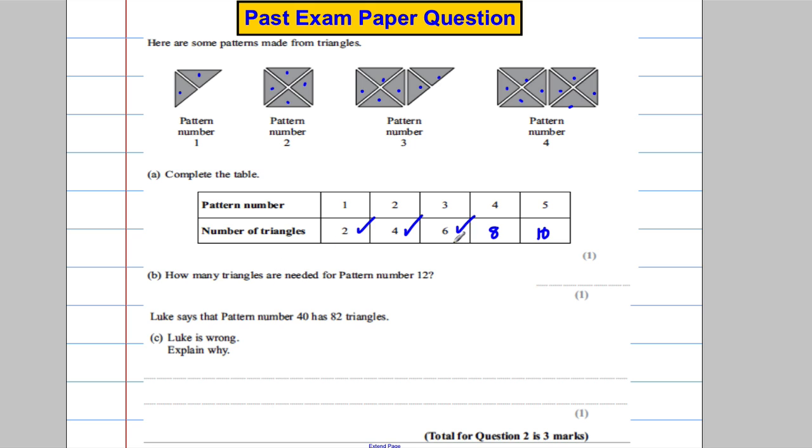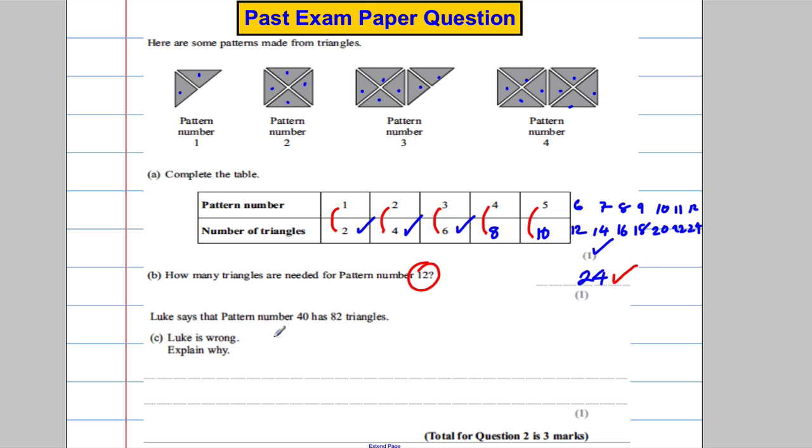So we've completed the table for that mark. How many triangles are needed for pattern number 12? Well, you could keep adding 2. You could see that the 6th one would be 12, the 7th one would be 14, the 8th one would be 16, the 9th one would be 18, the 10th one would be 20, the 11th would be 22, and the 12th one would be 24. Or if you were looking at this really closely, you could see that the number of triangles is always double the pattern number, you see? So the 12th one, we would have to just do 12 multiplied by 2 is 24.